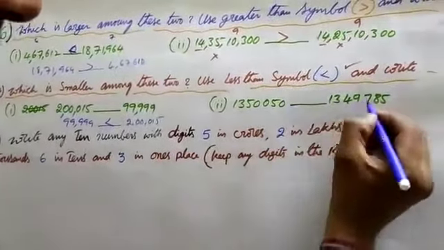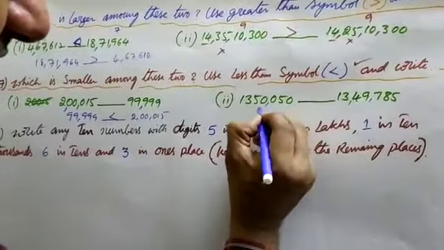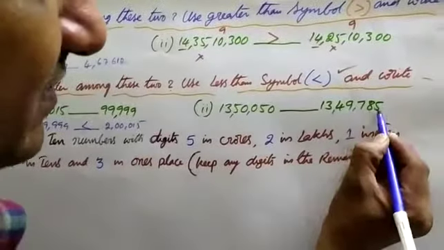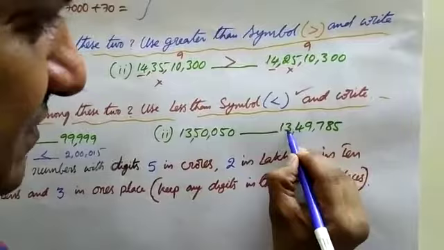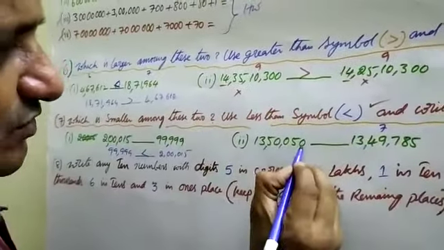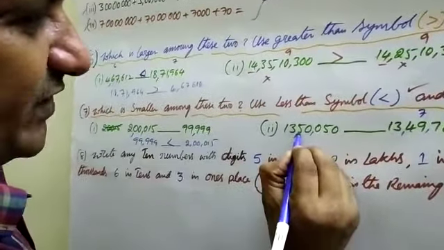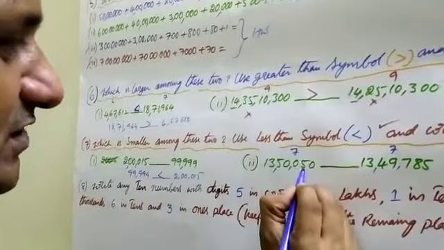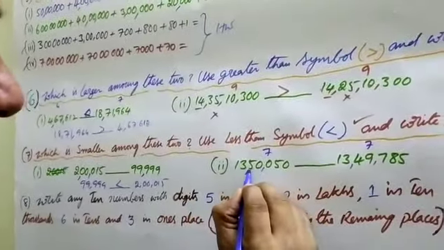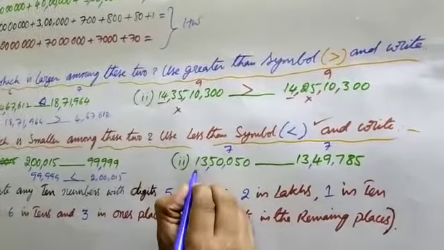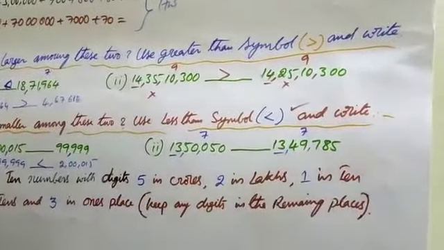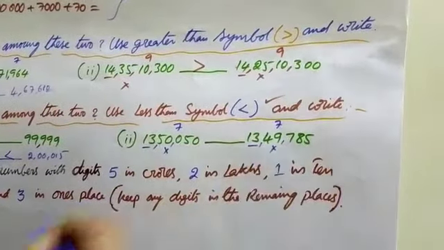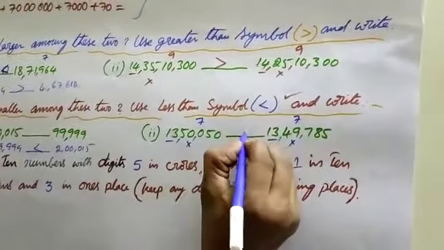Go to second Roman. First of all, divide with commas. Here is 1, 2, 3, 4, 5, 6, 7. A 7 digit number here. First of all, you go to ones, tens, 100, 1,000, 10,000, lakh, 10 lakhs. 13 lakhs, 30 lakhs. Here is 15,000, 49,000. This is small.